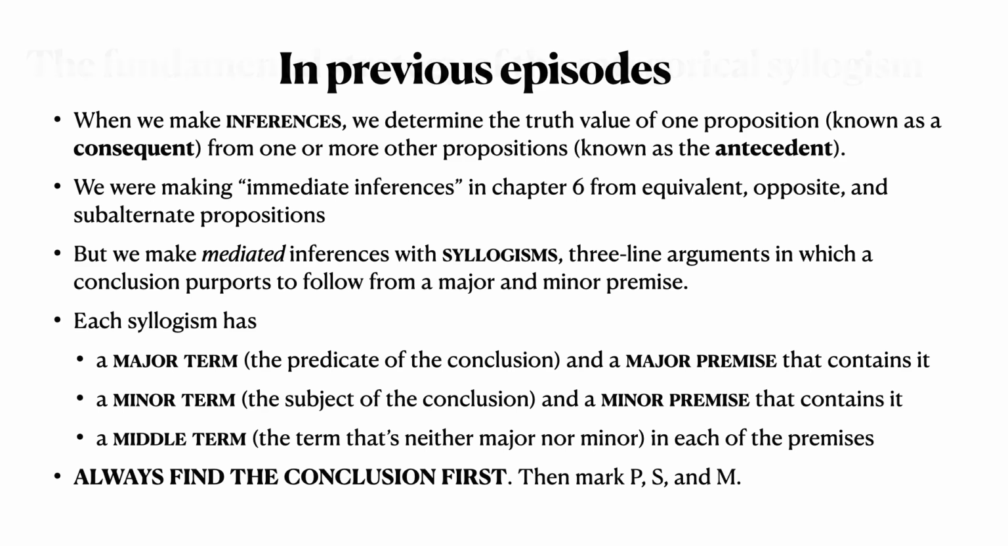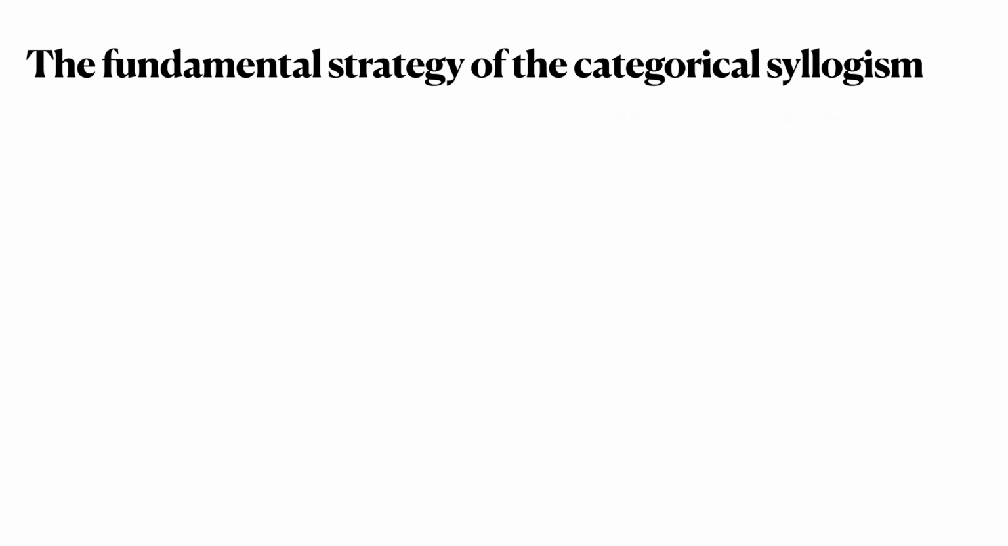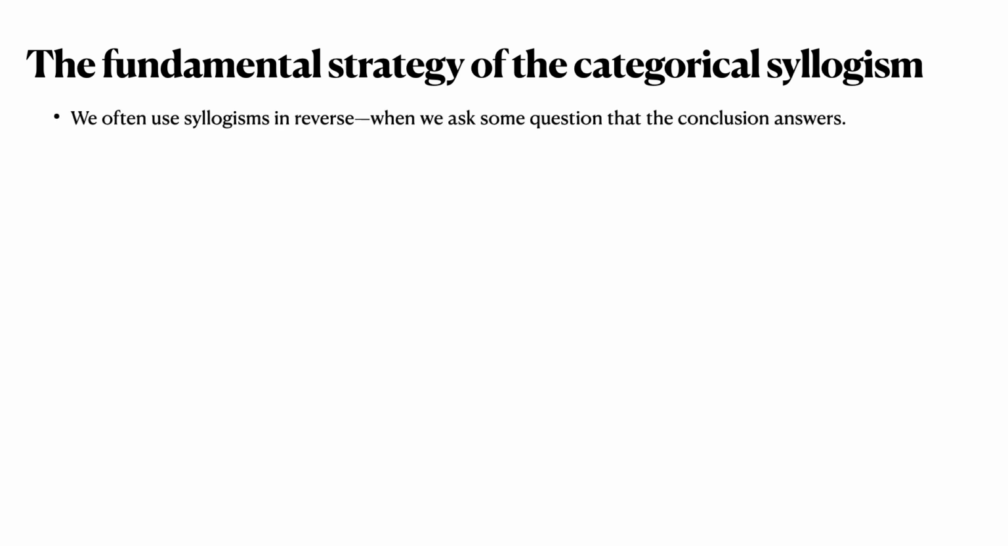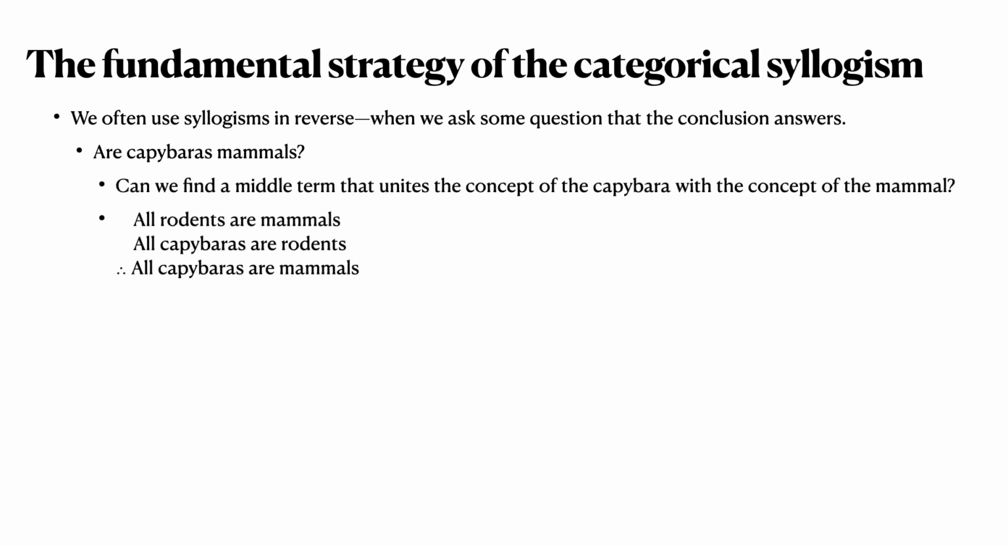Okay, so let's move on now and focus in on this fundamental strategy of the categorical syllogism. Now, I noted in the text that we often use syllogisms in reverse. That is, we have some question, and the conclusion formulates an answer to something that we either don't know, or don't know whether we know, or haven't proven maybe and are trying to prove. So suppose I want to know, are capybaras mammals? Well, another way of reframing that question is, can I find some middle term that unites the concept of the capybara with the concept of the mammal? And I can.